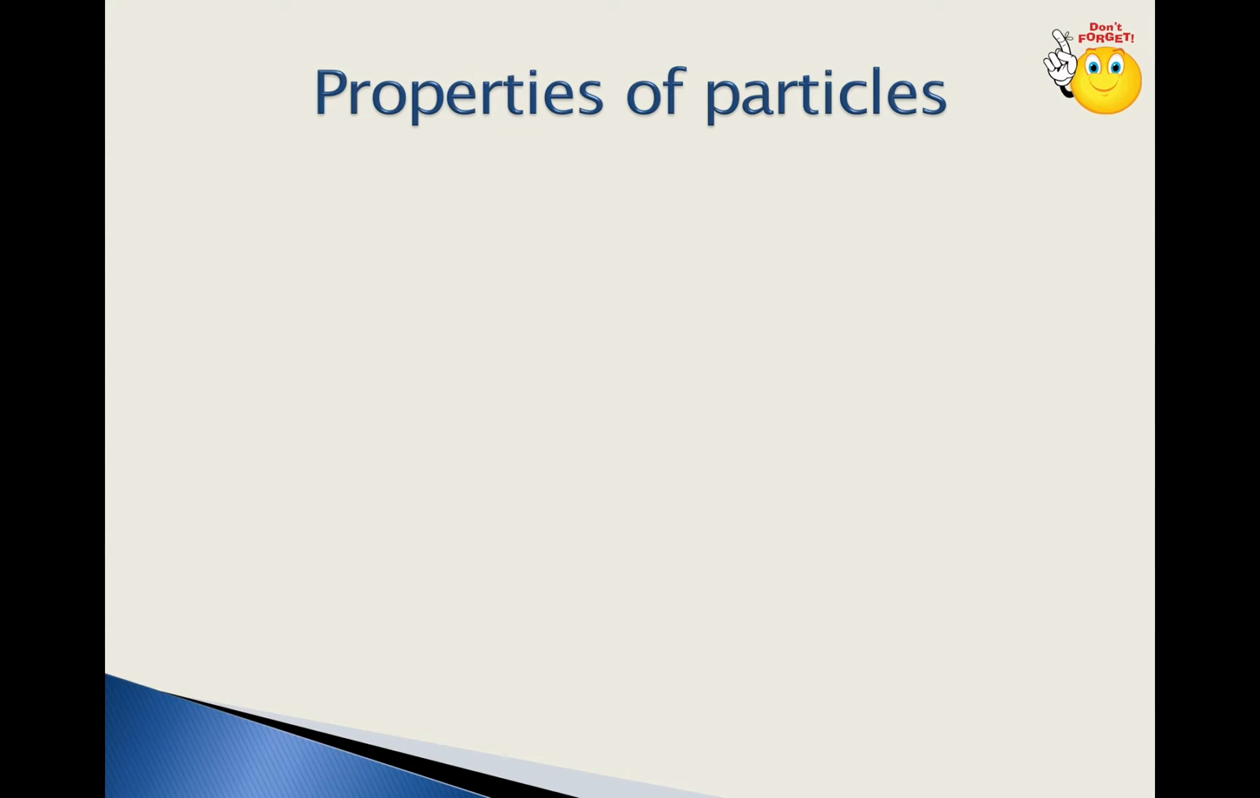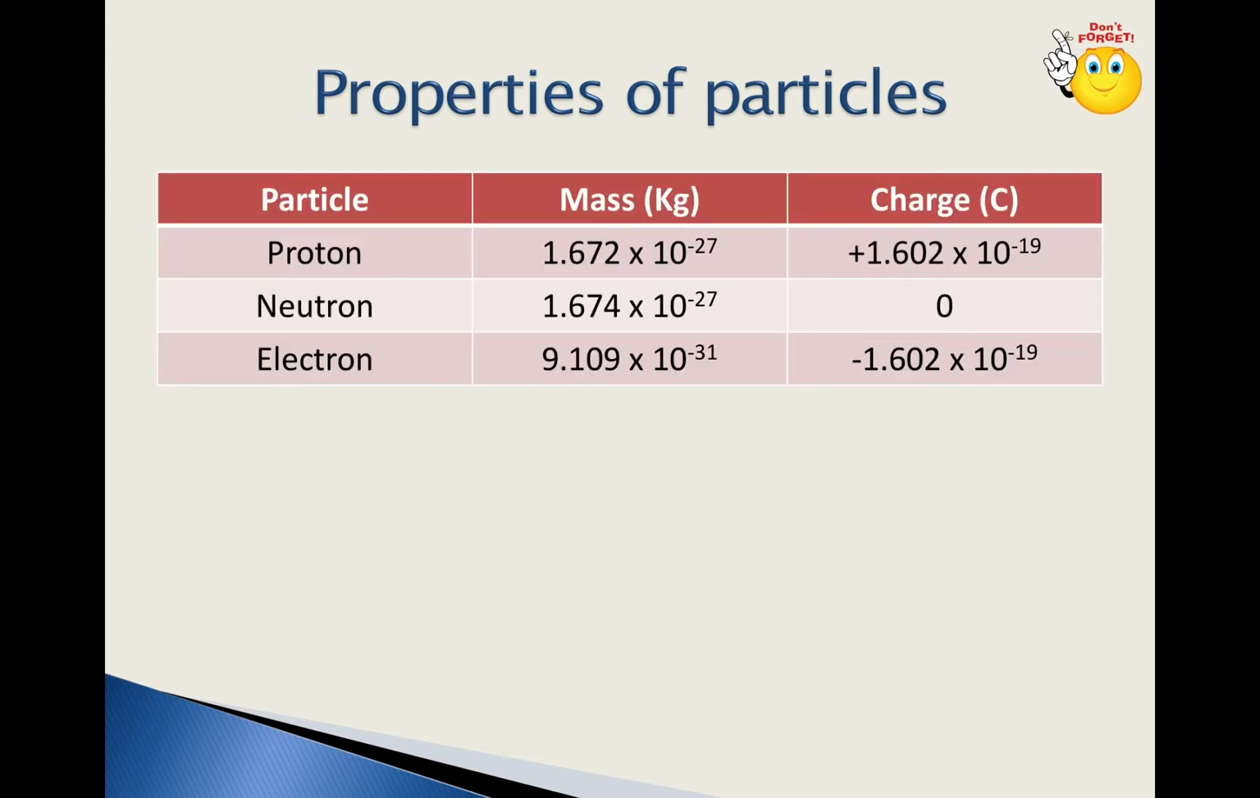So we'll start with the properties of the particles, which are protons, neutrons and electrons. In this table we have the exact mass of a proton, the exact mass of a neutron and the exact mass of an electron. As we can see, the electron is very, very small compared to the proton and the neutron.